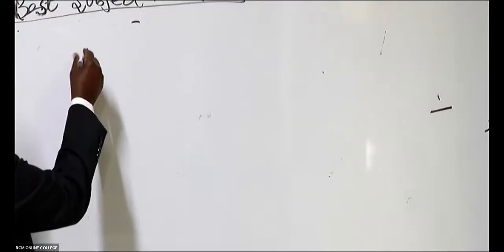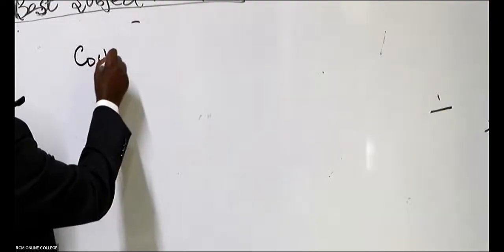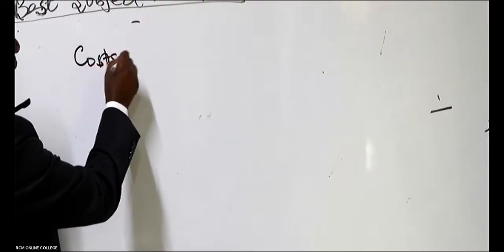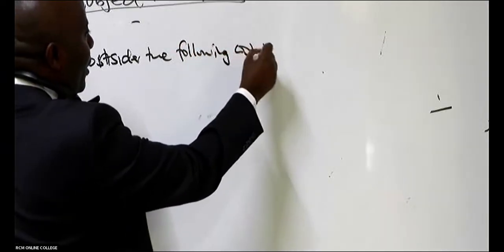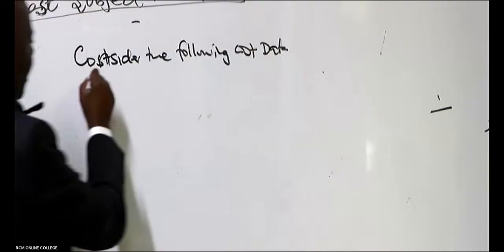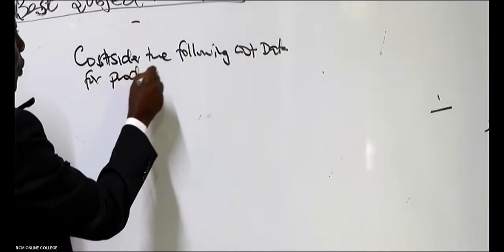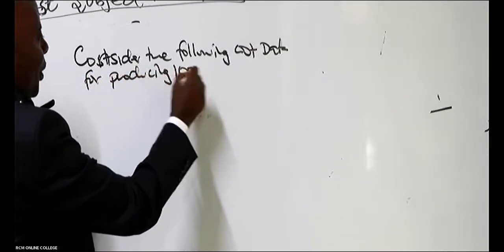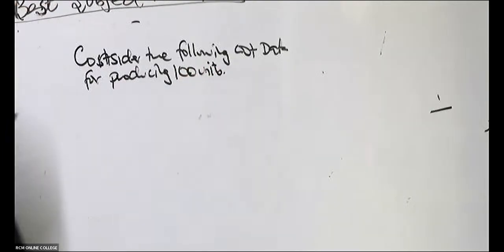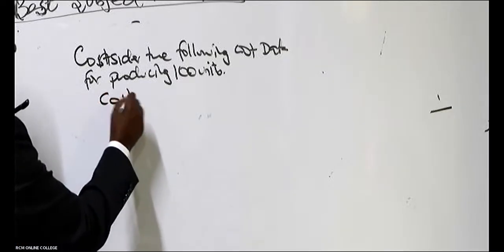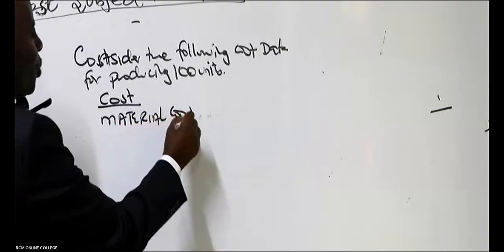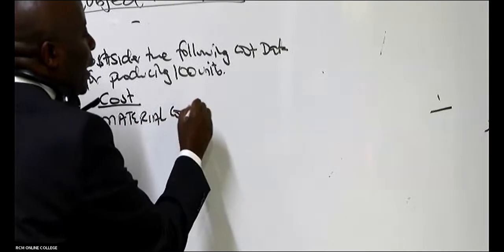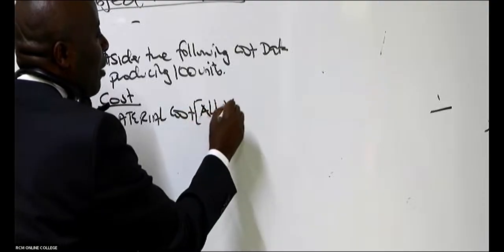So in this case here, consider the following cost data for producing 100 units. So they have given us here costs. So we start with material cost. Material cost, in this case here, they have given us in brackets here, all variable.